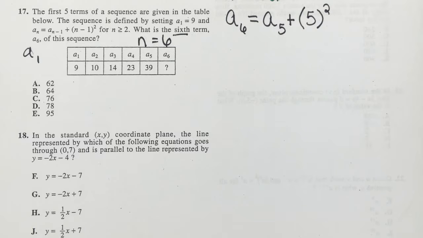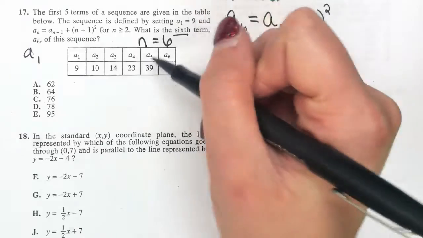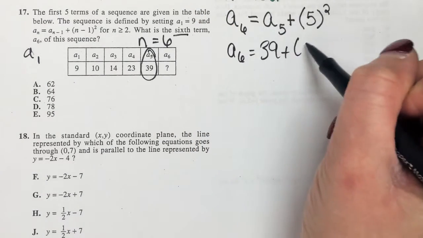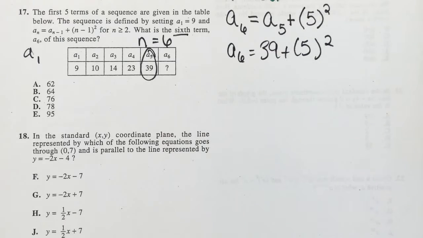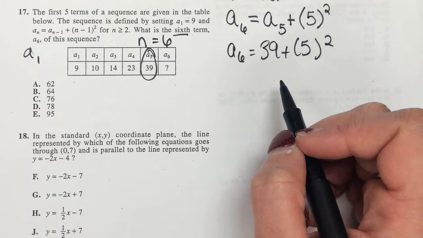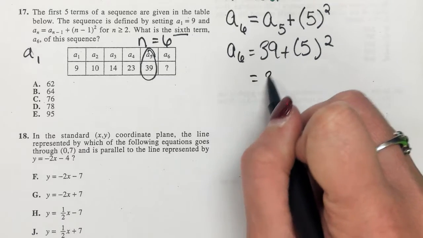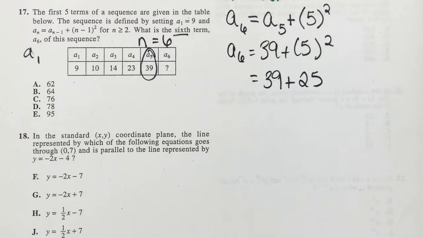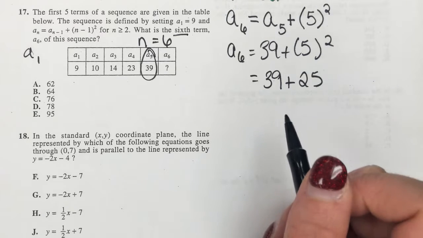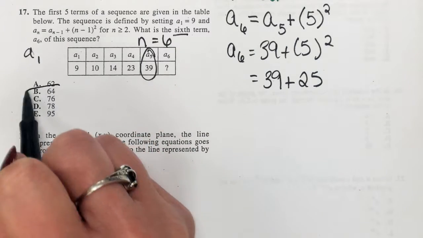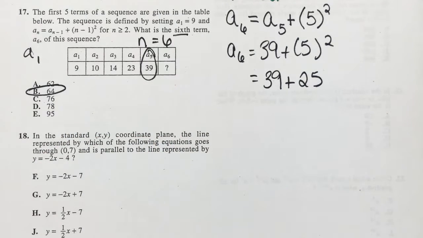$39 is what? A sub 5. There you go. All right, what else do we know we could do? 5 squared is how much? 25. There you go. Add them together, and what do you get? Come on, guys. You have calculators. 64. There you go. Perfect. All right, 18. Here we go.